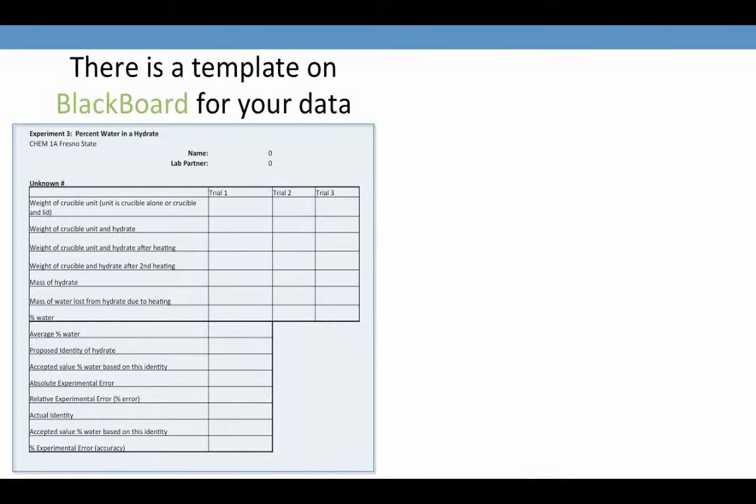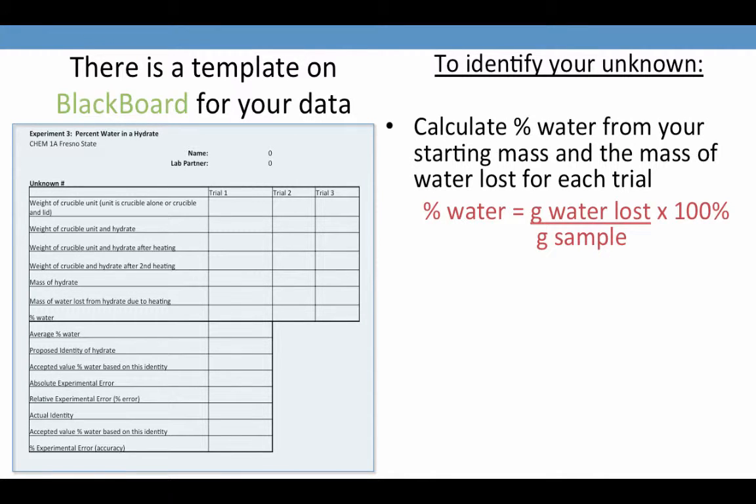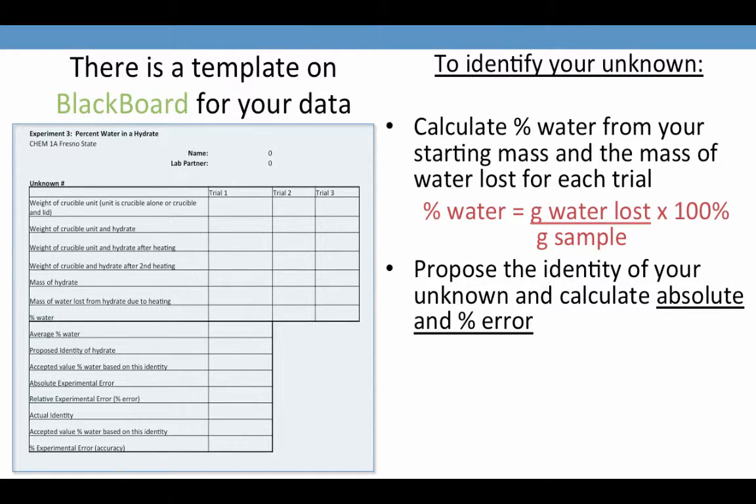There's a template on Blackboard for you to use to record and analyze your data. This data will be used to identify your unknown hydrate. Begin by calculating the percent water from the starting mass of your hydrate and the mass of the water lost, so that percent water is equal to the ratio of water lost divided by grams of sample times 100%. Based on the percent water, compare these to the hydrates that you looked at in your pre-lab and propose the identity of your unknown. Then calculate the absolute and percent error based on this proposal.